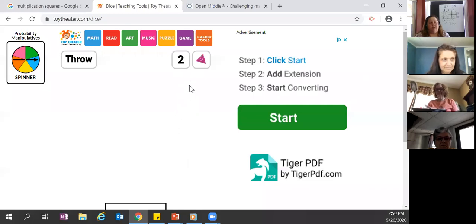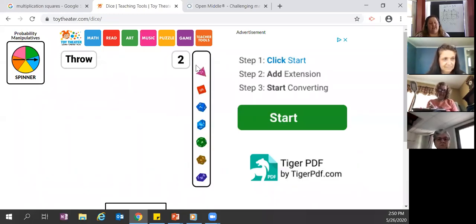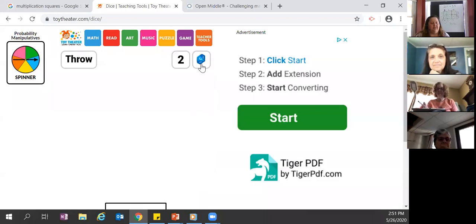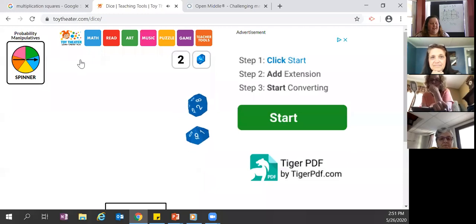So in this game, I would use 2. I also can select how many sides it has. This die here is a 4-sided die. This one is 6. I believe this one might be 8. This one is 10. This one looks like it's 12. So I'm going to pick 2 of the 10-sided dice, and I'm going to roll them. Now I have a 9 and a 2. 9 times 2, 18. I'm going to find 18 on my board.